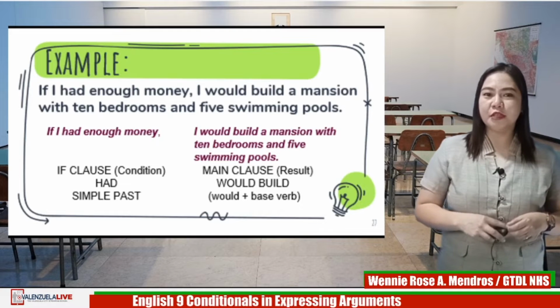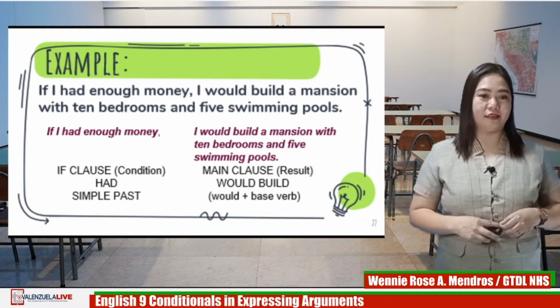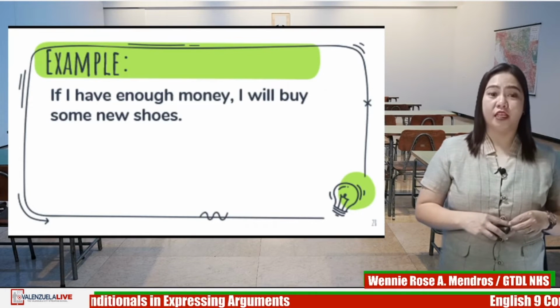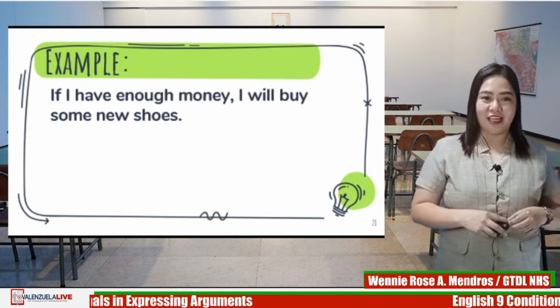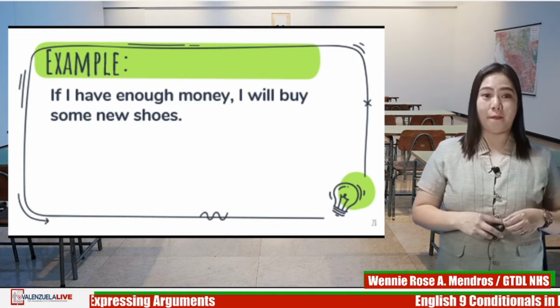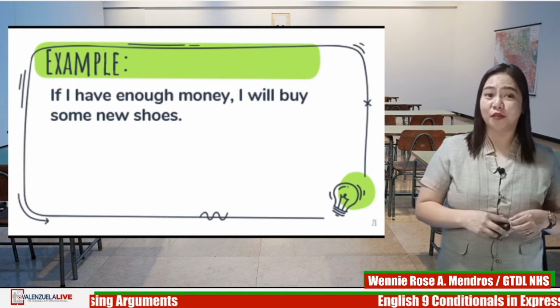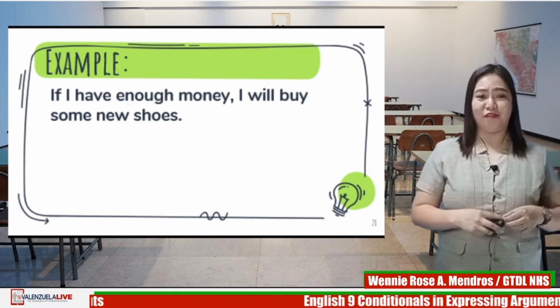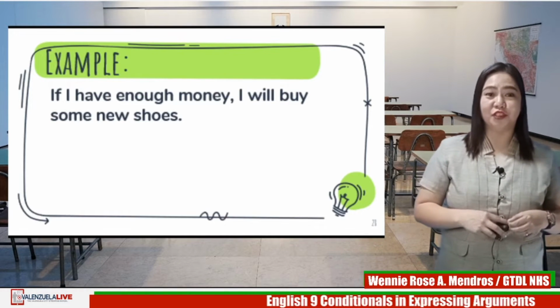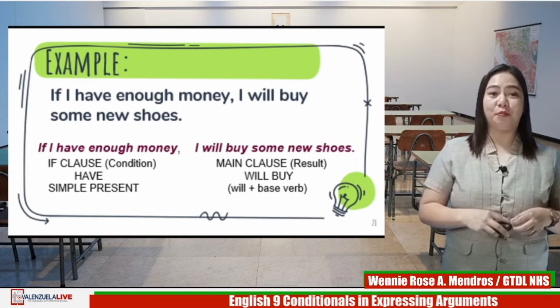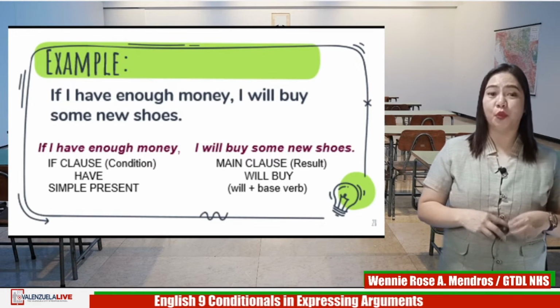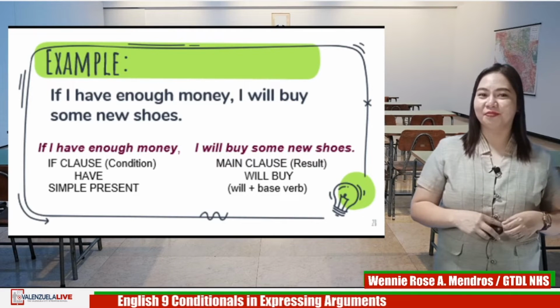Now, let us compare it to another sentence. If I have enough money, I will buy some new shoes. This is in the first conditional because it is much possible to happen. It is more likely that I will have enough money to buy some pair of shoes. In terms of structure, we use the simple present verb have in the if clause and will plus base verb buy in the main clause.